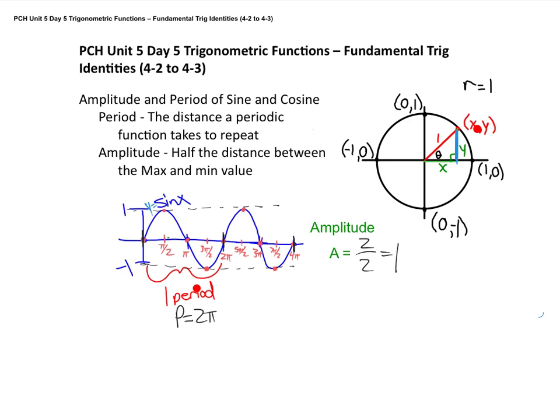Now, I want to develop the first of our next set of identities. We're learning the fundamental identities. We already learned the reciprocal identities. We already learned that tangent equals sine over cosine, which, by the way, also means that cotangent is cosecant over secant.